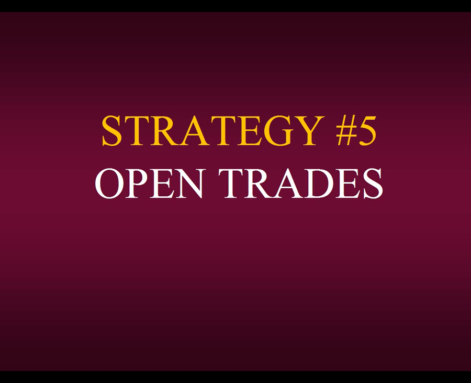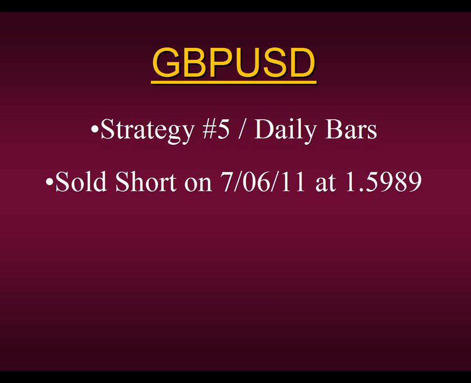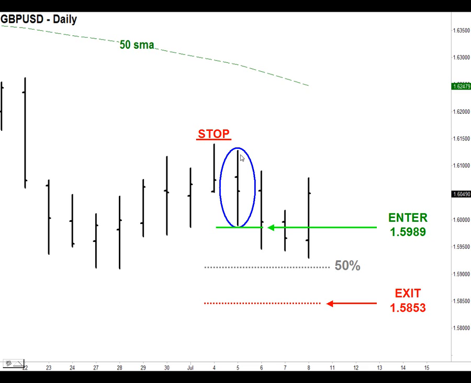Now we have a couple of open trades here using strategy number 5. These are trades that we are still currently in, but have not exited yet. Our first one is in the British pound. We went short on Wednesday of this week at 1.5989. Here's our 2-bar pattern right here, and this is the last bar of the pattern. So this is our setup bar, meaning we can go short if we trade 1 pip below, and we have to trade 1 pip below on the next bar. As you can see, we are well below the buy-sell line, so this was an easy signal to post.